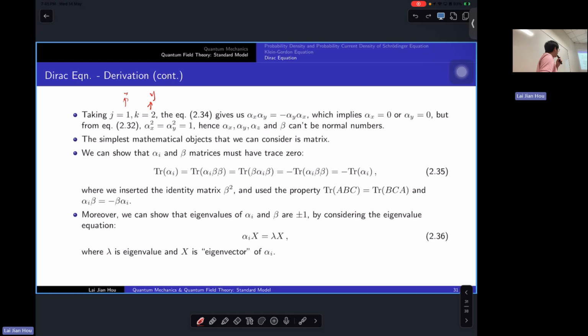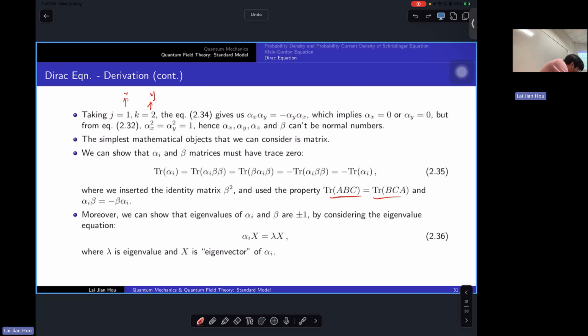So the other object that we want to consider is a matrix. Alpha and beta are matrices. And recalling some of the properties of the trace of a matrix, the trace of ABC is equal to the trace of BCA. By writing it down, we change ABC to BCA here.